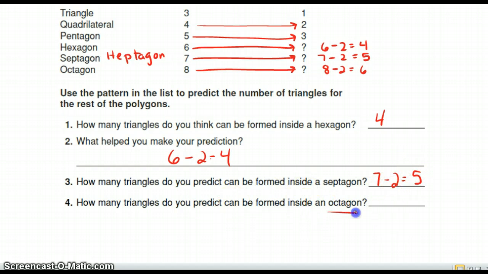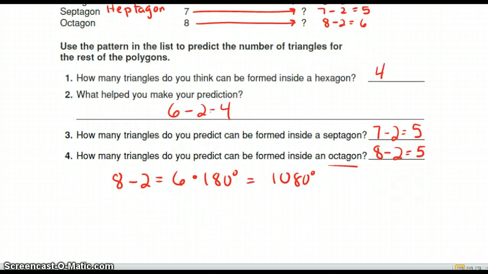And triangles in an octagon? Well, an octagon has 8 sides. Minus 2 gets me 6. So if I had an octagon with 8 sides, minus 2, that's 6. 6 times 180 degrees, 1080 degrees. So we can figure out the number of degrees in any polygon by taking it into triangles or doing our sides minus 2.